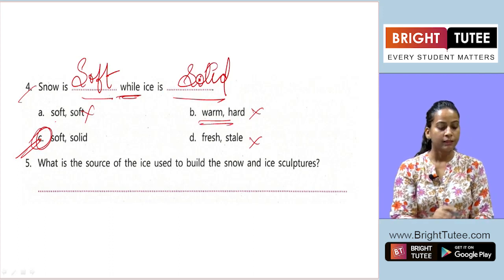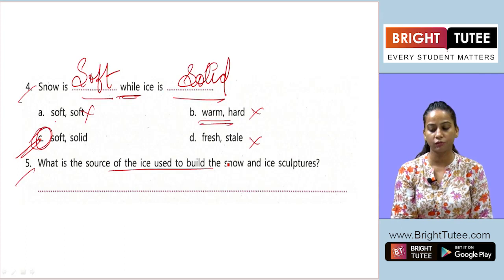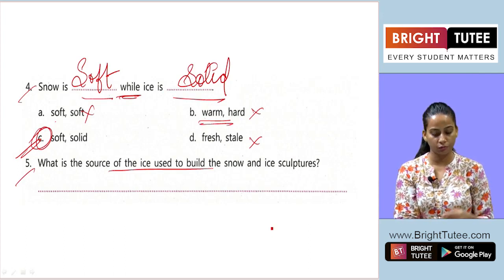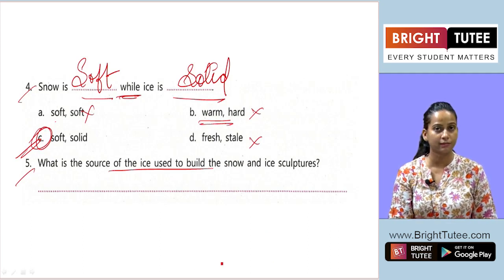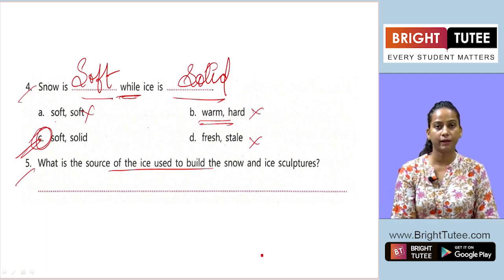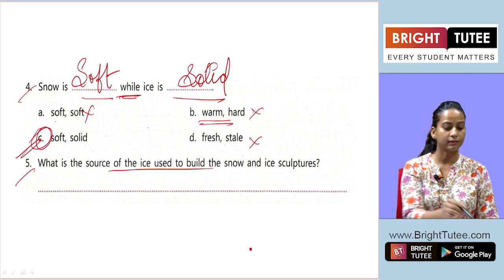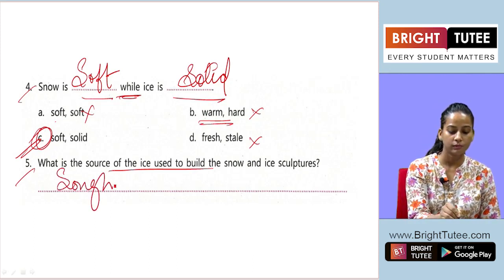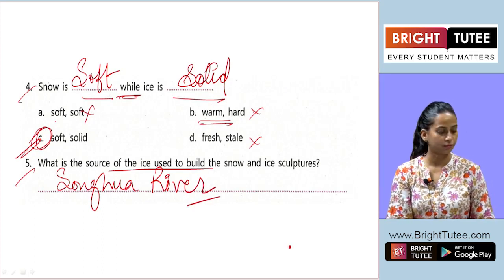Clear? Now the fifth one they have asked, what is the source of the ice used to build the snow and ice sculptures? What are the different sources we are using? So from where are we getting that? That is the river, and the name of the river we have to mention. That is Songhua. Songhua river is the correct answer.